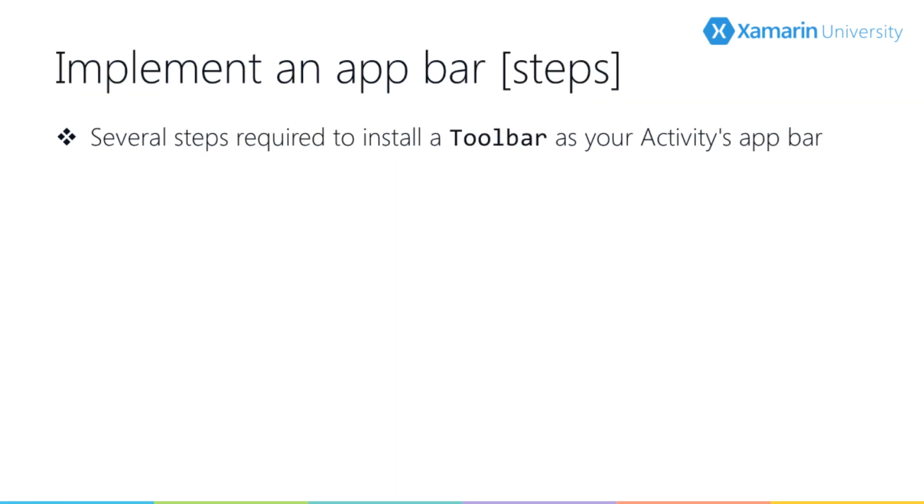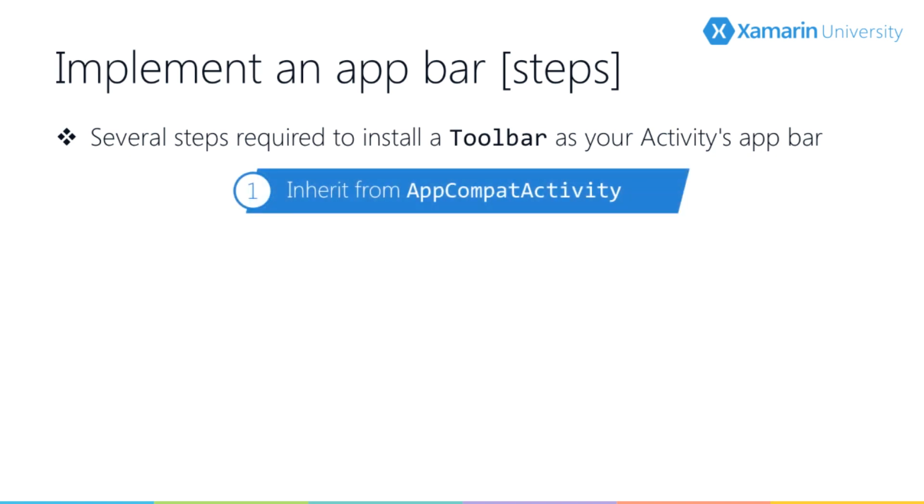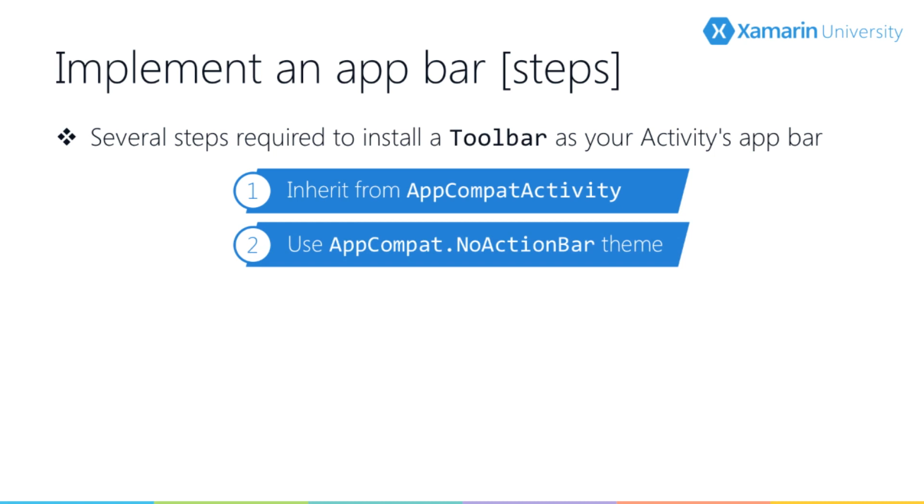So with all that background, we can lay out the steps. This is pretty mechanical, actually. First, you switch all your activities to this different base class. Then remember that a lot of the standard themes install an action bar object as your app bar, and you don't want that. So you need to use a theme that doesn't have an automatic app bar installation.